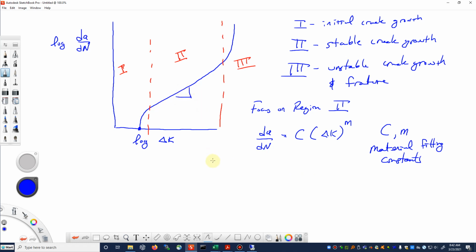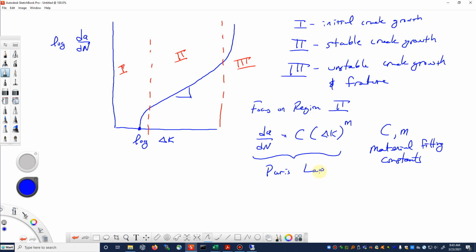For this region 2. Now this is called the Paris crack growth law, or the Paris law. Paul Paris was one of the early researchers in fatigue crack growth.